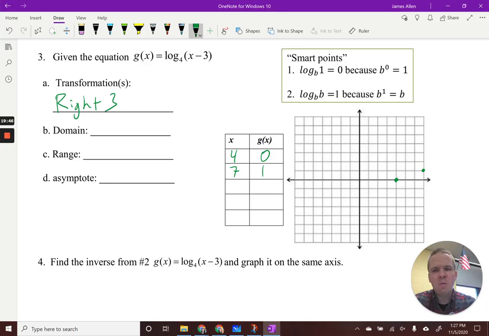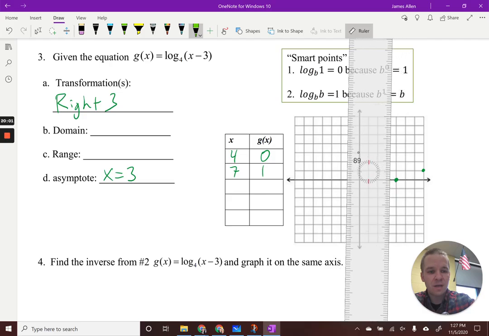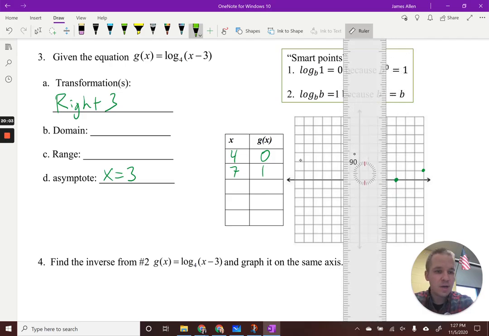And before I graph these, what do you think could be kind of helpful? We know that we're going to have a vertical asymptote, and since it shifted to the right 3, that vertical asymptote, rather than being x equals 0, will be x equals 3. Perhaps, in a lighter color, I will go ahead and graph that to help me shape my graph here. So I got x equals 3.